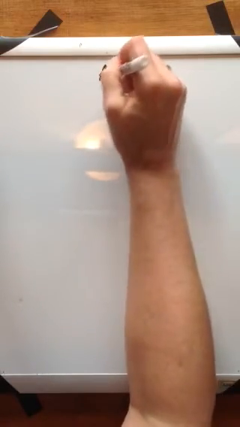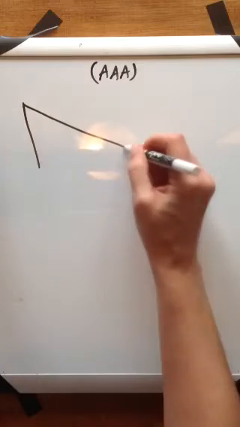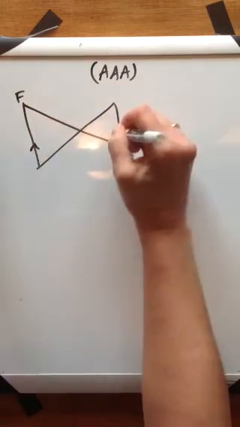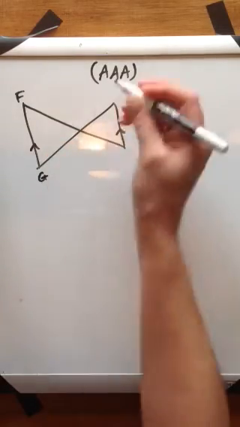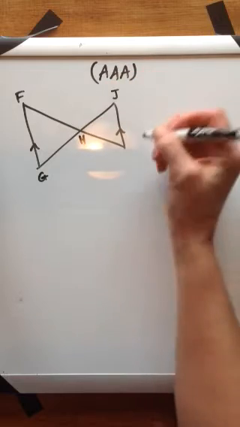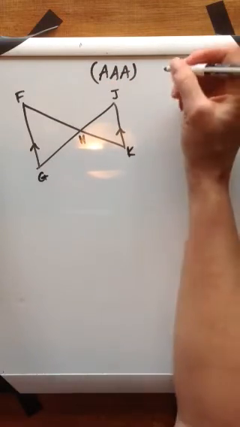So again, we're going to look at an angle, angle, angle proof, and our picture looks something like this. We've got a set of parallel lines and two triangles that are attached at a common vertex H. So in this proof, I want to begin with my proof statement.